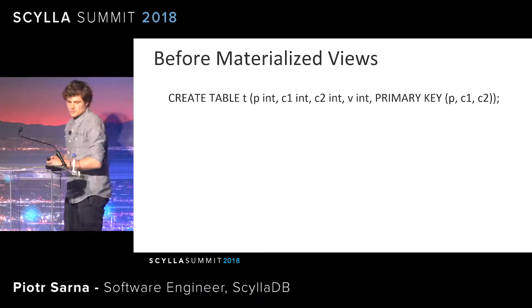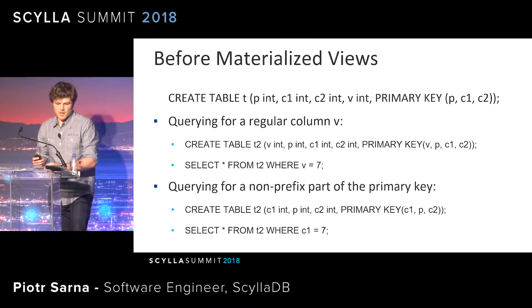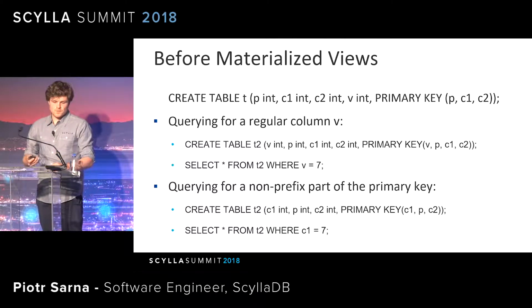Let's assume we have such a table, and we want to query by regular column v, which is not allowed just like that. So imagine we have another table, table 2, which would store exactly the same data, but in a different order, such that our primary key would be the column v. Then we could just query the second table and get the result we need. Same goes for any other column.